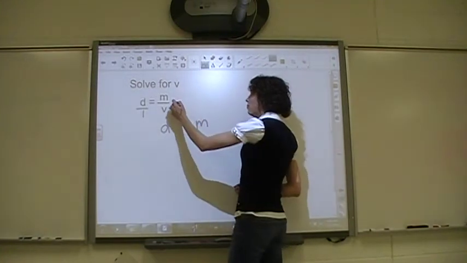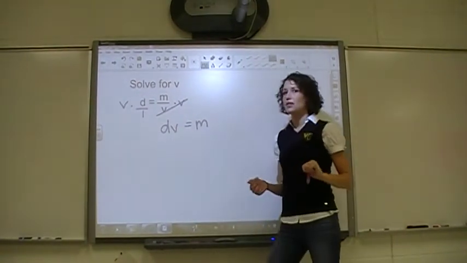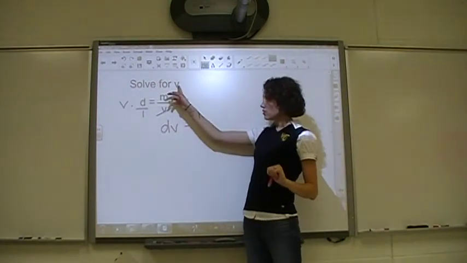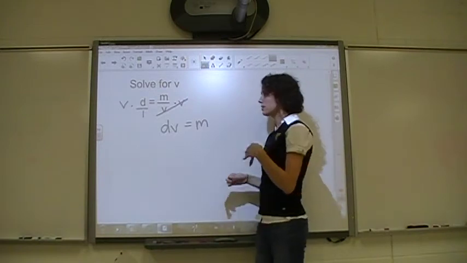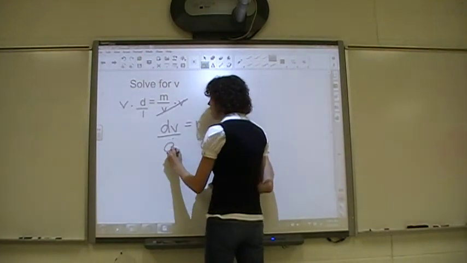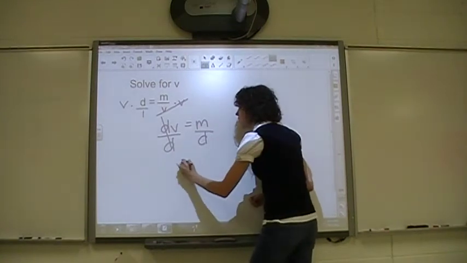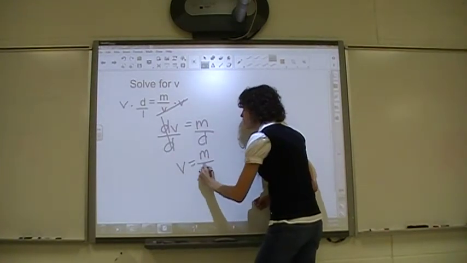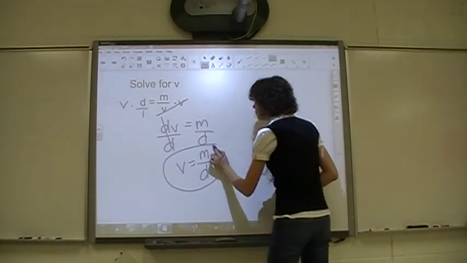Or you could think about it by multiplying by V on both sides, and our V's cancel and we get the same thing. Now we're still trying to solve for V, so here we have D times V. Opposite of multiplication is division, so divide by D on both sides. The D's cancel out on the left, you get V equals M over D. There you go, that is my final answer.